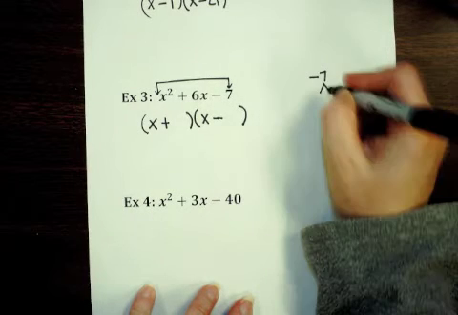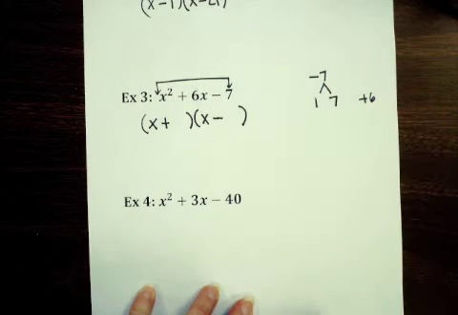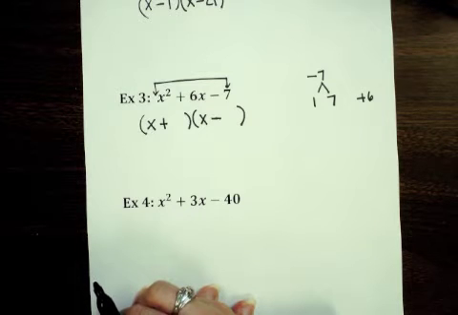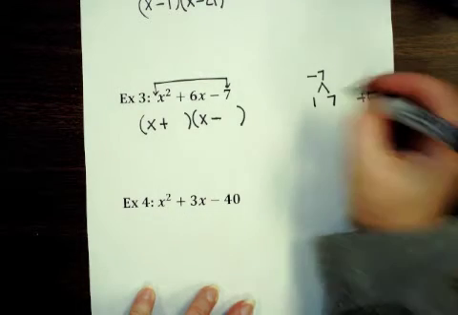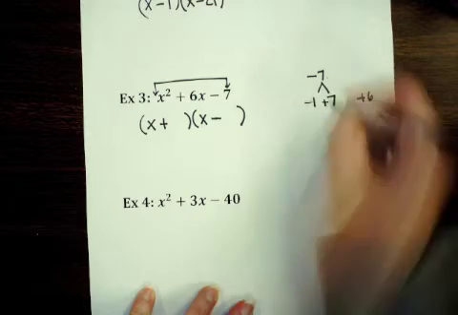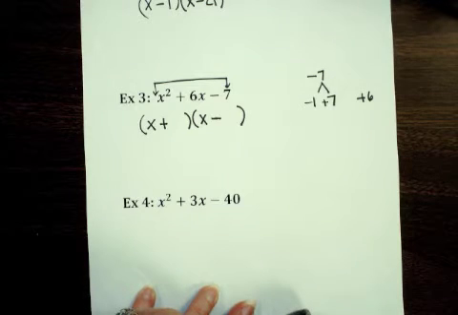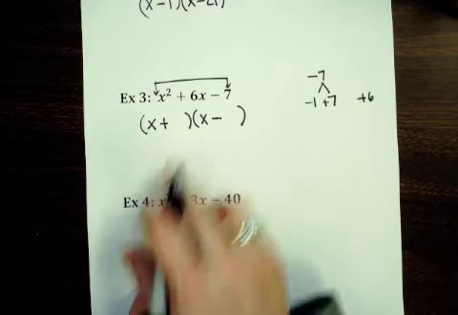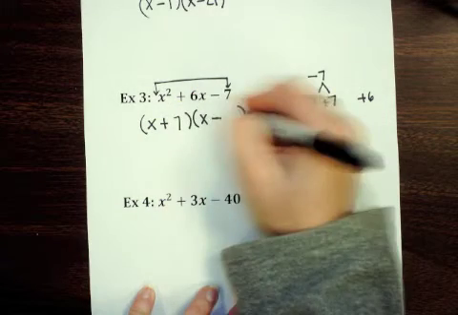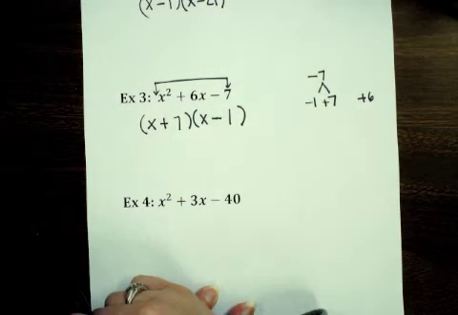So it multiplies to give me 7, 1 and 7. I need to make a positive 6 out of it. Again, that's going to make that a positive 7 and a negative 1. So when I put them in, I'm going to put plus 7, minus 1.